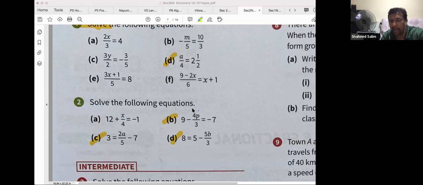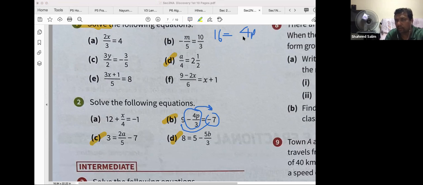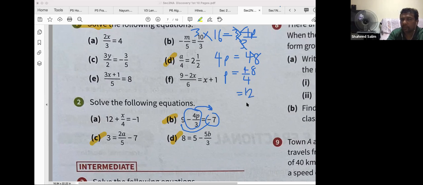All right, easy. Now, I bring this over that side, and I bring this over this side. So what happened? Minus 7 becomes plus 7. 9 plus 7, 16 on this side. And then I bring this one over that side, it becomes plus 4p over 3. So what's the next thing? Very simple. You times this by 3, you cancel the 3. You times by 3, you get 48. So that means 4p equals 48. Now I just change places. p is 48 divided by 4 equals 12. Alas, finish.